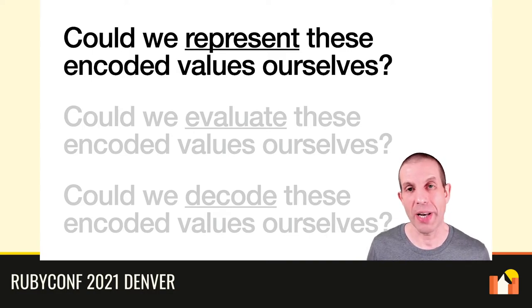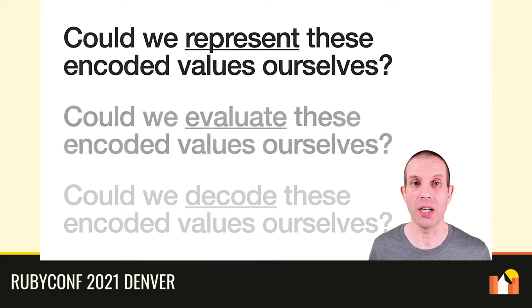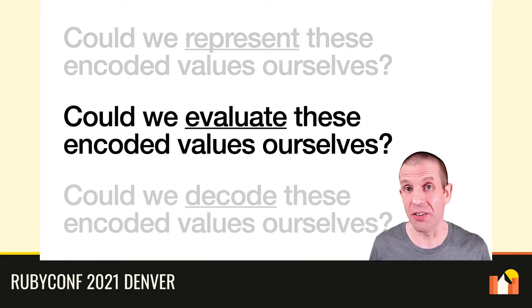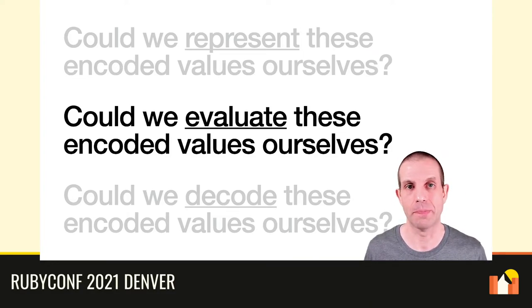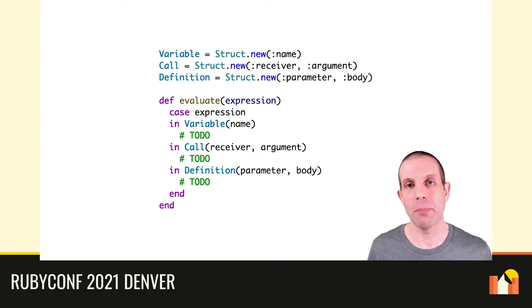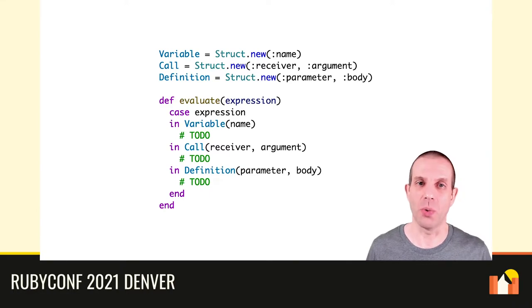All right, so now we have our own representation of these proc encodings. Can we do the work of evaluating them ourselves so that we're not relying on the behavior of Ruby procs to compute 2 plus 3 or FizzBuzz or whatever? That would mean implementing some method called evaluate that can take an abstract syntax tree called expression and evaluate it somehow. But it's not very obvious what that means.